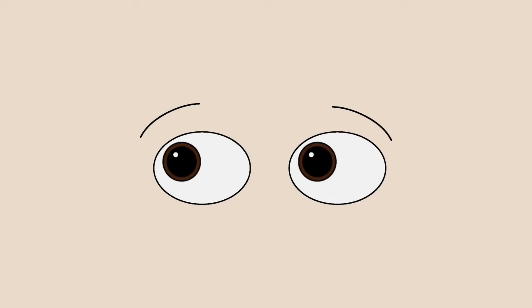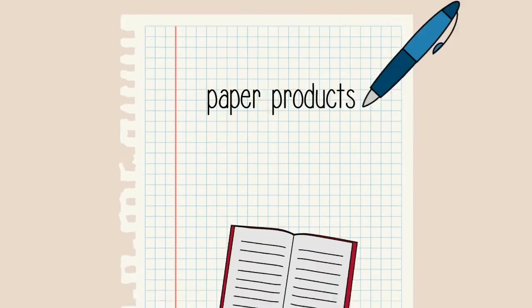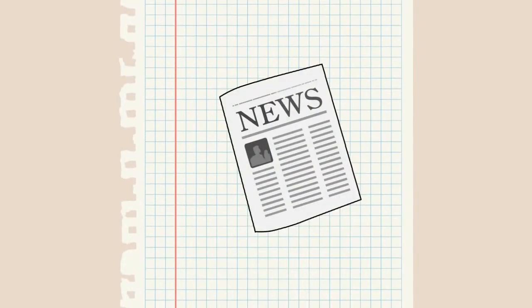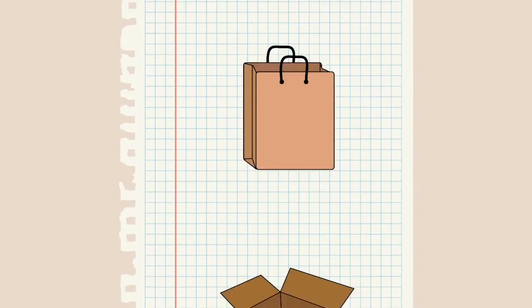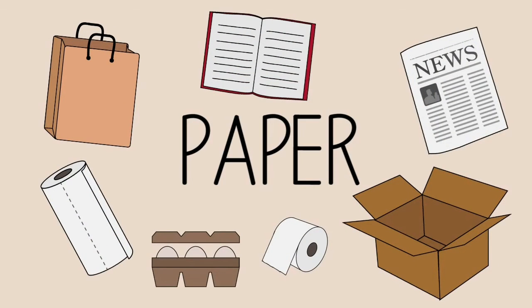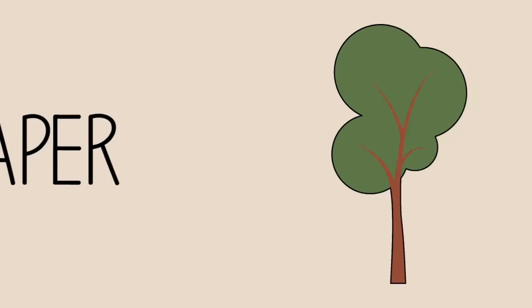Look around you. There are so many paper products, from the sheets of paper that you write on, to the pages of your textbook, to egg cartons, to newspapers, to certain grocery bags, to cardboard boxes, and the list continues. The important fact here is that paper is an essential part of our lives. You may know that paper usually comes from trees.